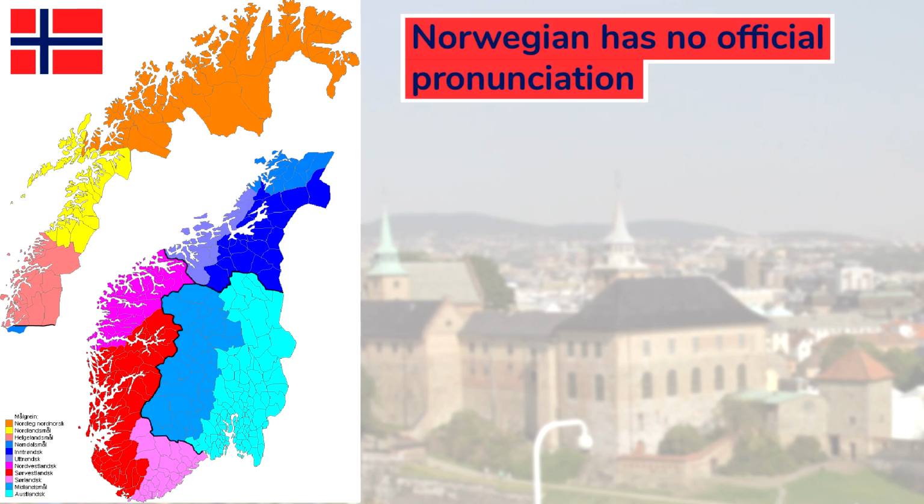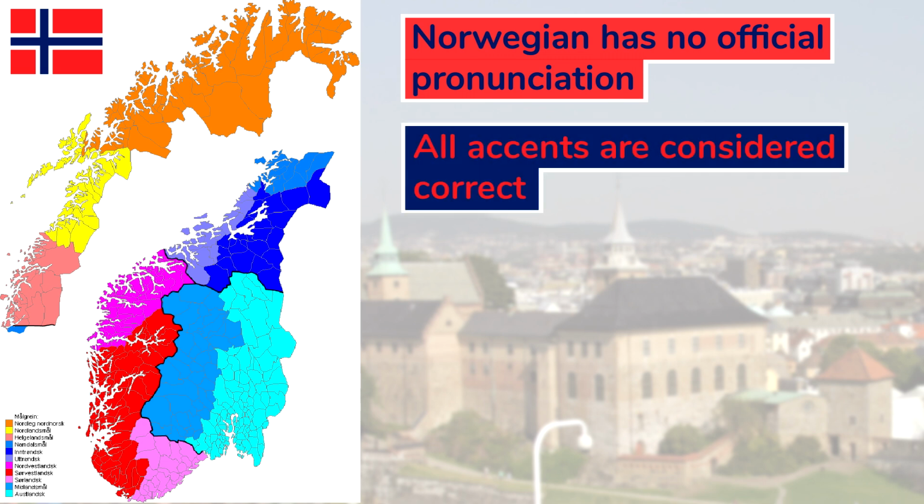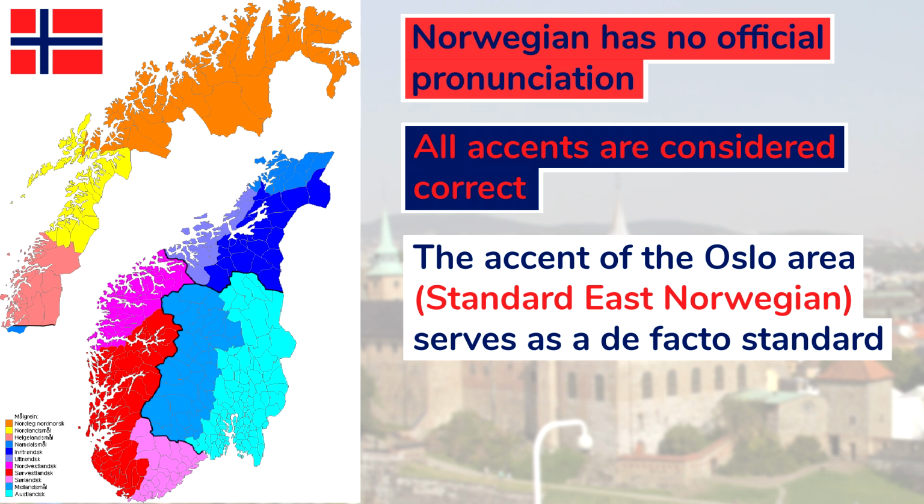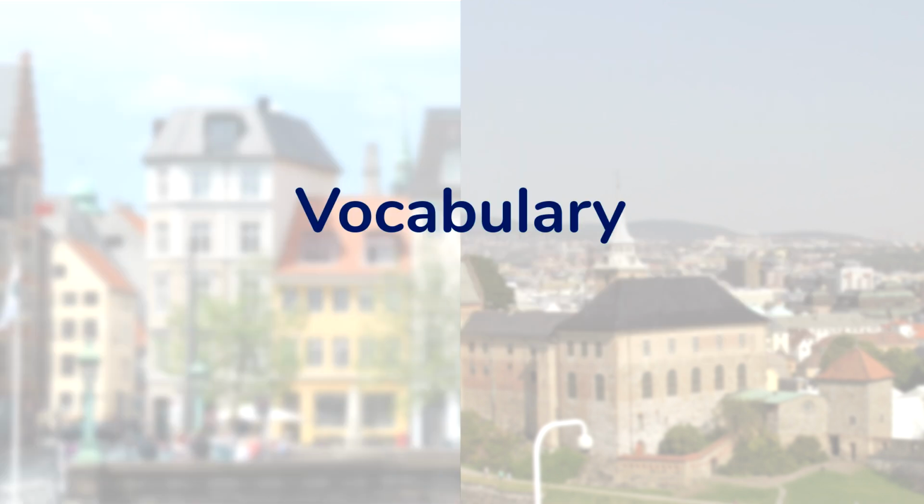Danish is famous for being difficult to understand because of the tendency to slur and delete sounds that are more clearly pronounced in Norwegian. To be clear, Norwegian has no official pronunciation and all accents are considered correct, but the accent of the capital Oslo serves as a de facto standard. Let's compare some basic vocabulary and see where the differences lie, especially in pronunciation.